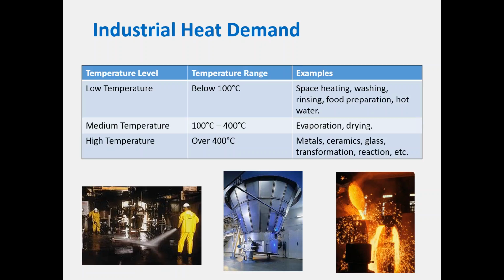When we get into processes such as evaporation and drying, for example, we're in the medium temperature range, which is typically between about 100 to 400 degrees Celsius, and then anything above around 400 degrees, we're into the high temperature range. So processes like metals, ceramics, glass, things like that tend to have a lot more demand at the high temperature range. And so your process may have a mix. You may have some low temperature demand and some medium temperature demand. It really depends on what process you have and the split between them.